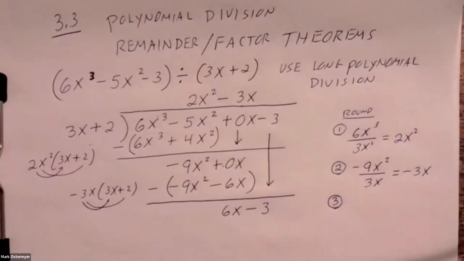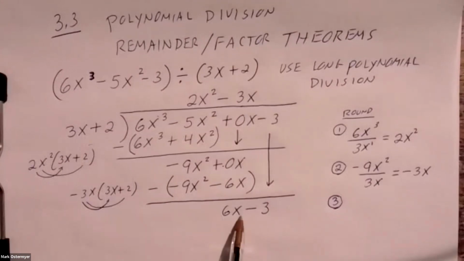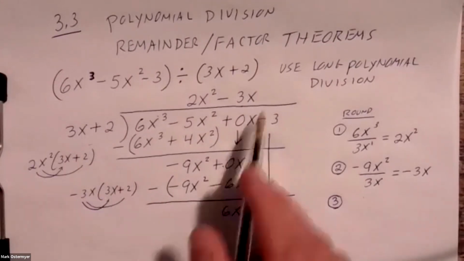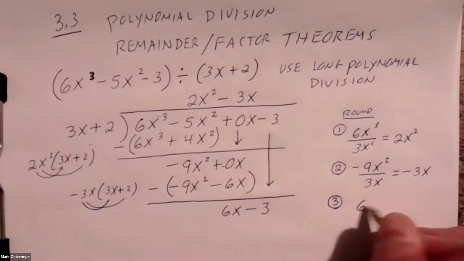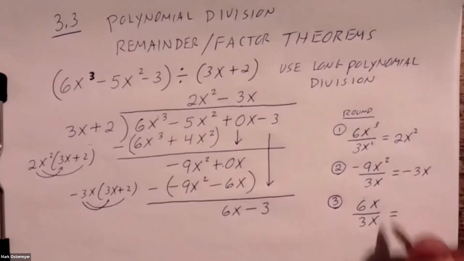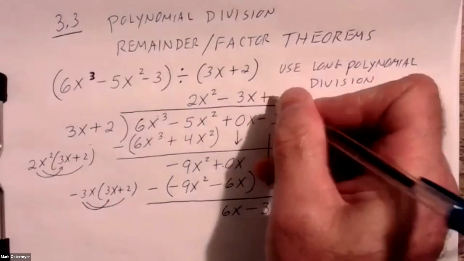Round 3. We ask ourselves, how many times does 3x divide into 6x? To answer that question, unless you can just visually determine that in your mind, feel free to take the 6x and place it over the 3x and then reduce this. How does that reduce? It reduces down to 2. So plus 2 is the next term in our quotient.